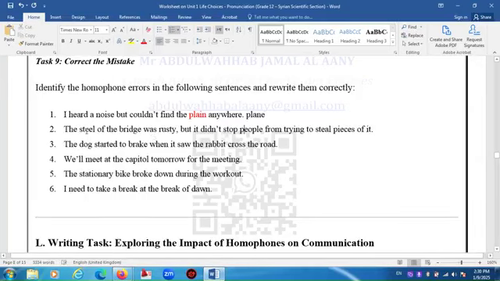The steel, the metal of the bridge was rusty. It's correct. But it didn't stop people from trying to steal pieces of it. It's correct. All of this is correct. It's true. The dog started to break when it saw the rabbit cross the road.